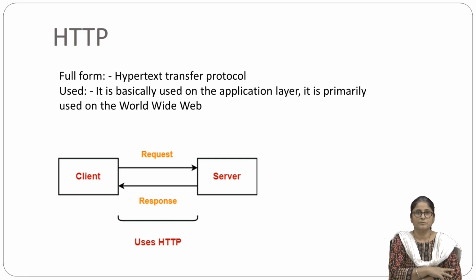The full form of HTTP is Hypertext Transfer Protocol, and it works at the application layer. This is basically used on the World Wide Web. Right now we are currently using the HTTP protocol for communication. The client sends the request to the server using HTTP, and in the same way the server uses HTTP to send the response to the client. This is the fundamental of communication over the internet. Without the HTTP protocol, no one would be able to communicate with each other.